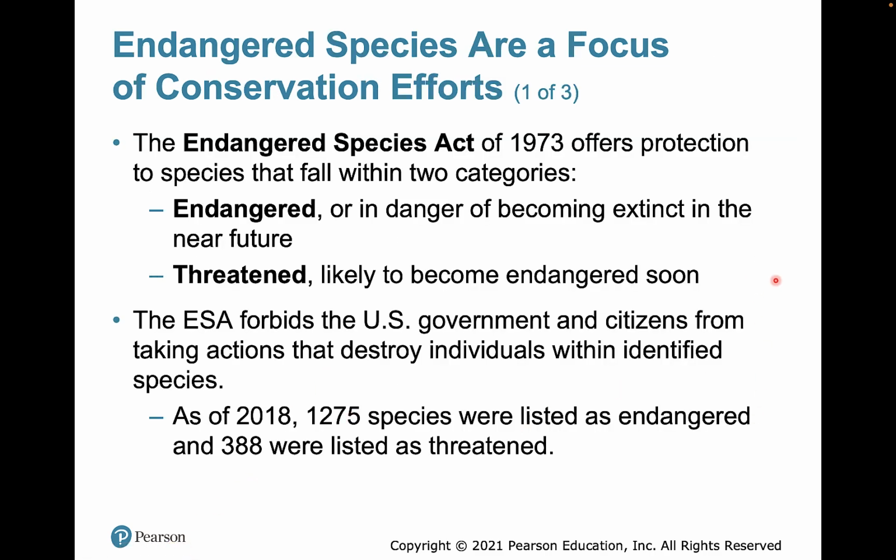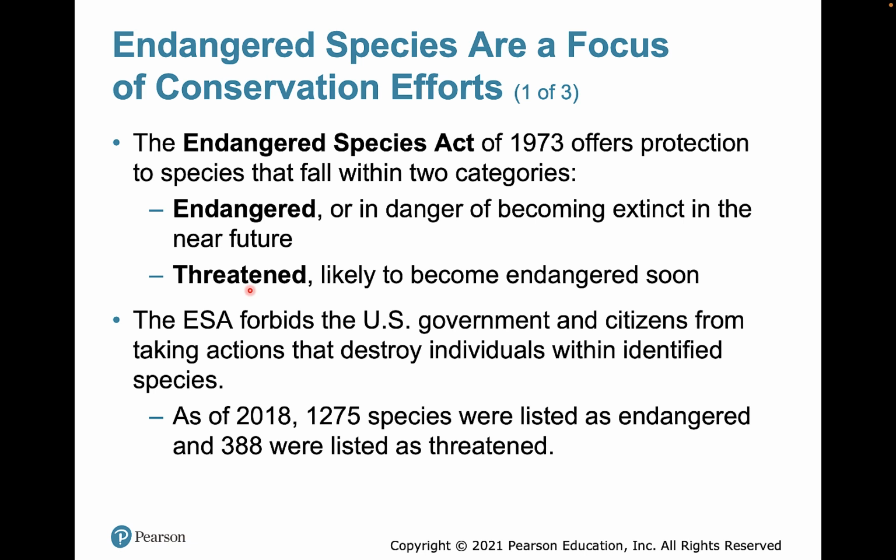All right, legislation. We are looking at conserving endangered species, okay? There's a U.S. law. It's called the Endangered Species Act. It protects species that fall within two categories. The first is endangered, okay? Endangered means the species is in danger of becoming extinct in the near future. The other classification category underneath the Endangered Species Act is a threatened species. It's likely to become endangered soon. So it's a step before endangerment.